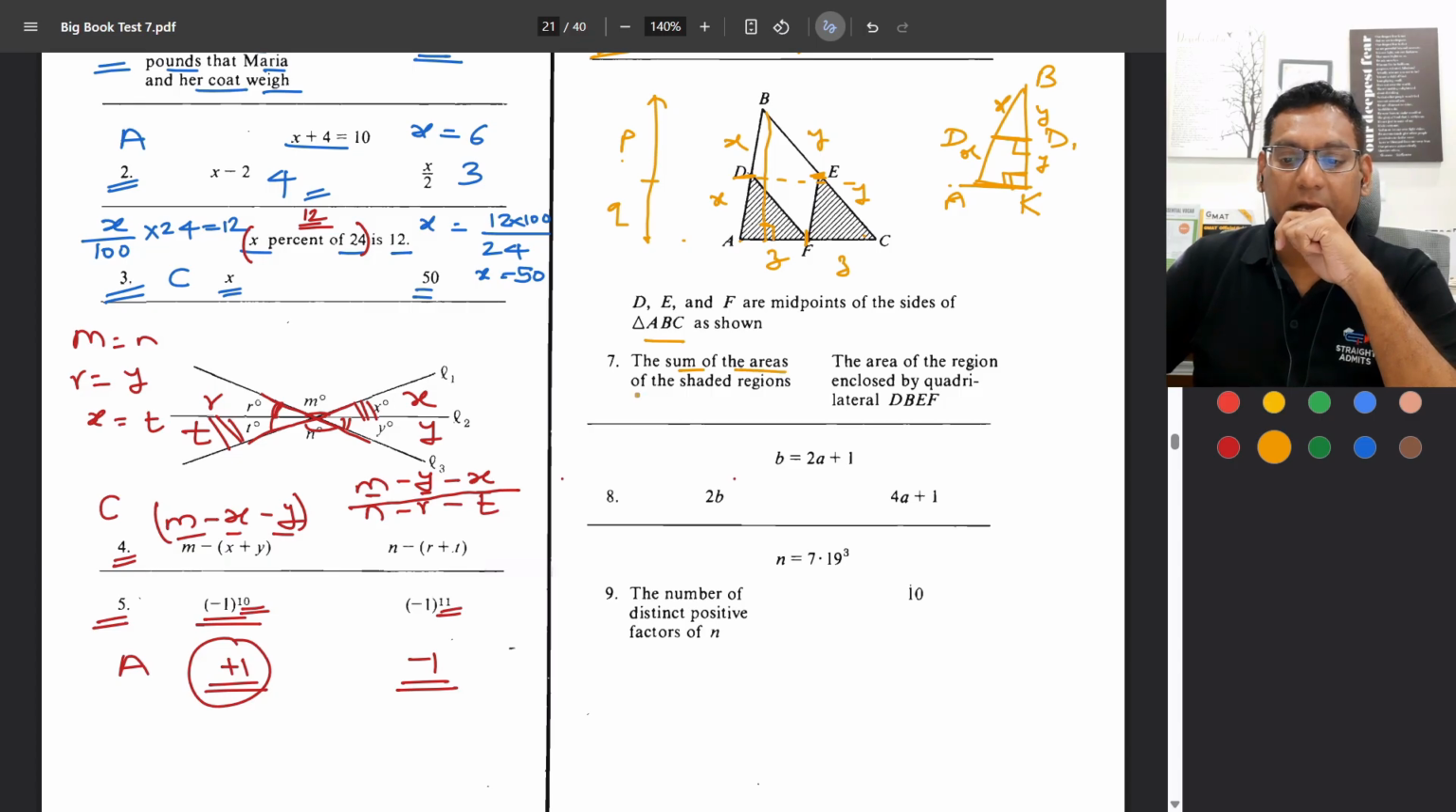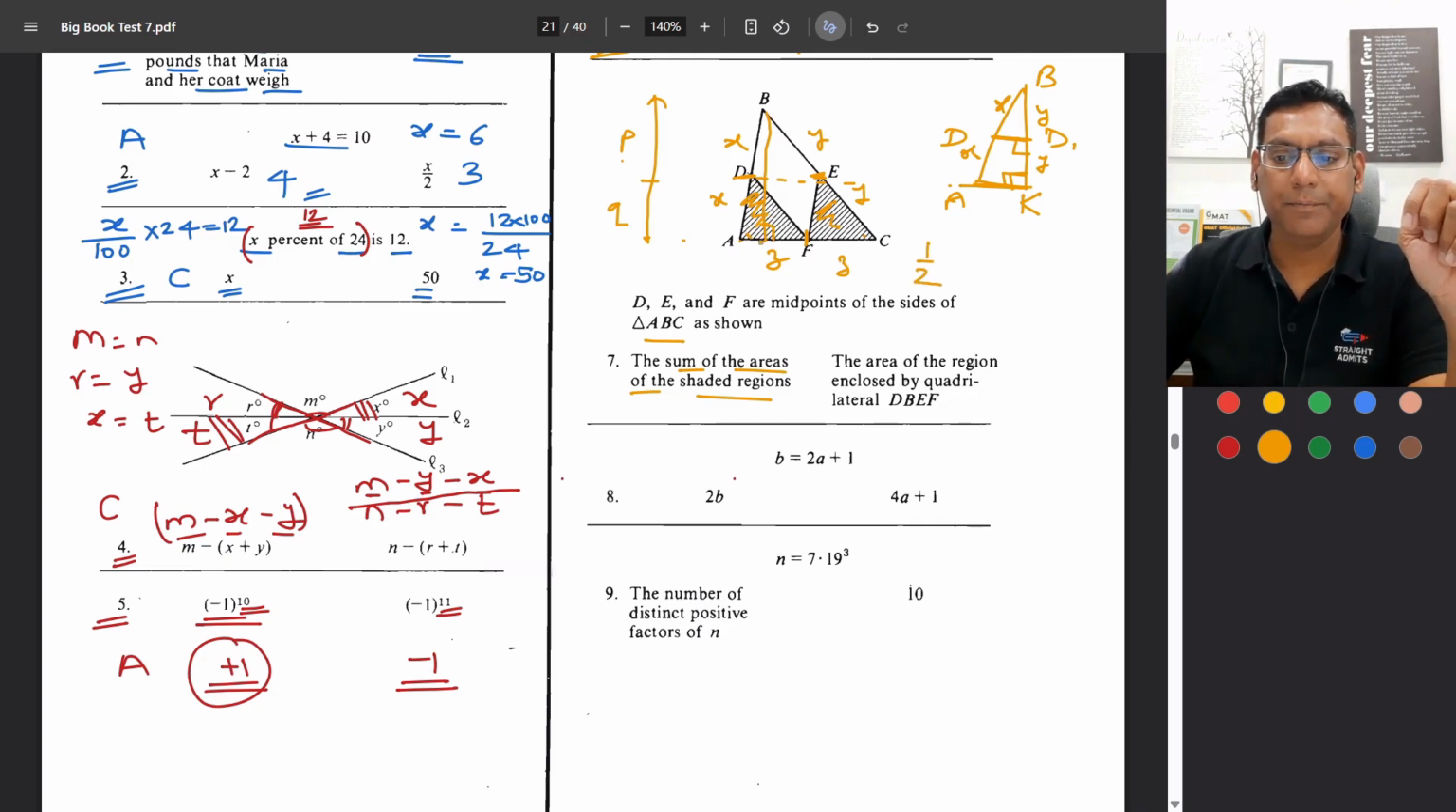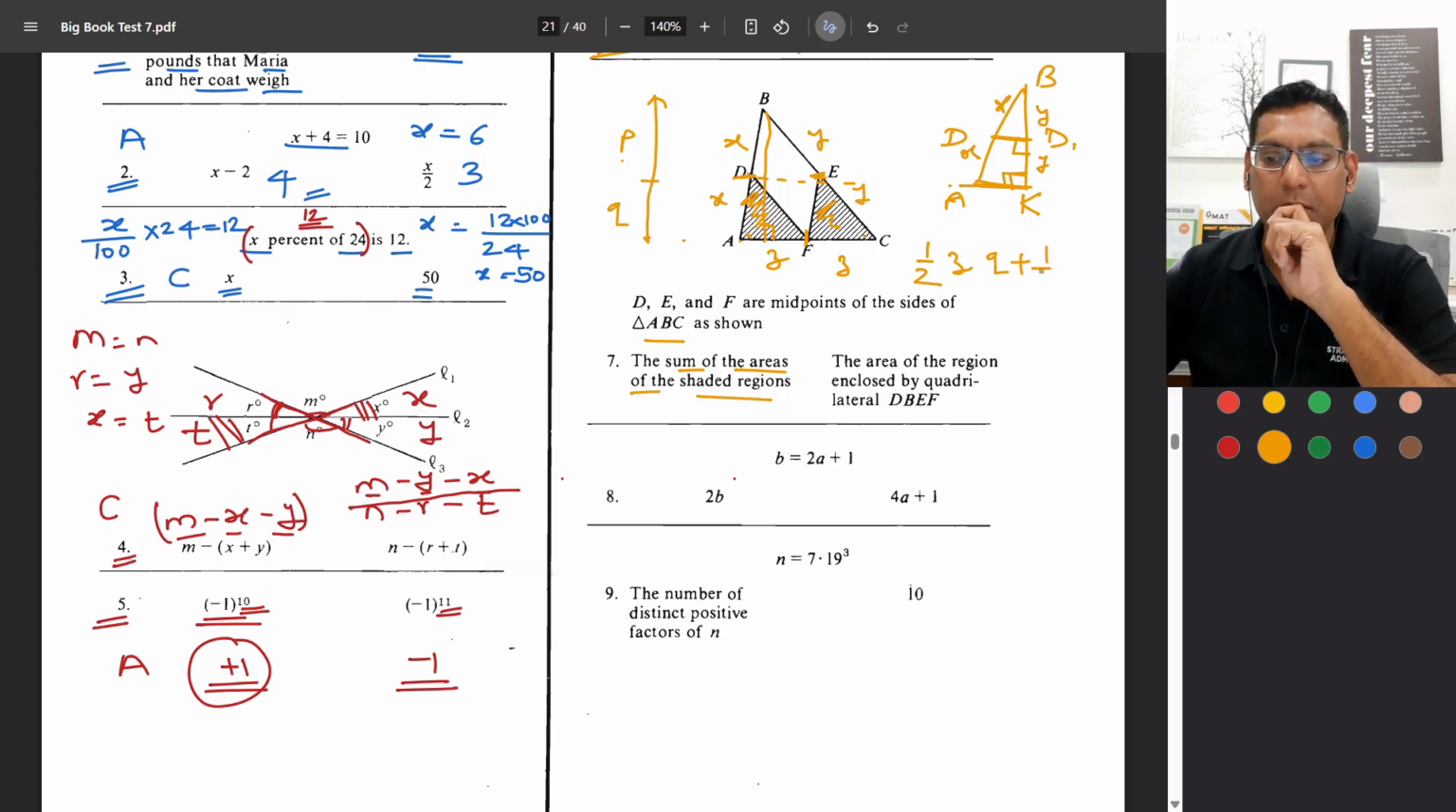The sum of the areas of the shaded regions. Okay, so I need this area plus this area. So let's find out what this area is. So this area is going to be half Z, into Q, the height. Okay, and this area is also going to be half Z, because this base is also Z, and here also the height is going to be Q. Basically 2 times half Q Z. Okay, so this is going to be QZ.